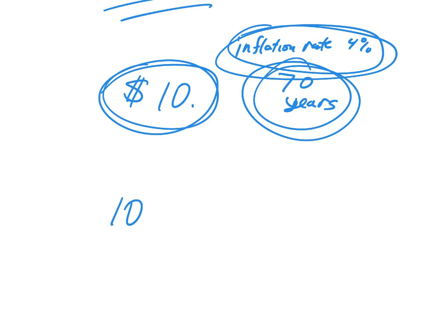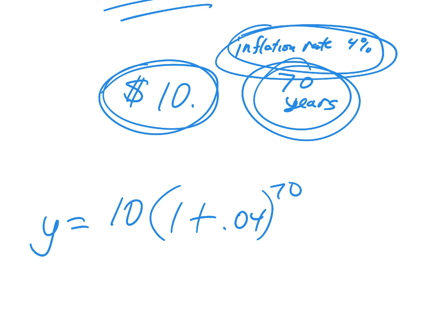Did you put 10 times 1 plus 0.04 to the 70? Isn't that kind of cool? You can make a projection of the future. Everybody type it in if you haven't already. I'm going to ask you for digits.